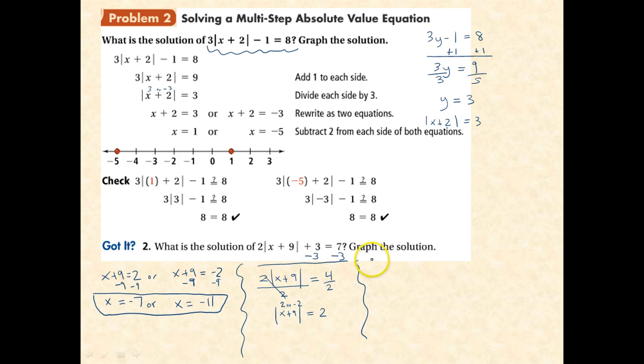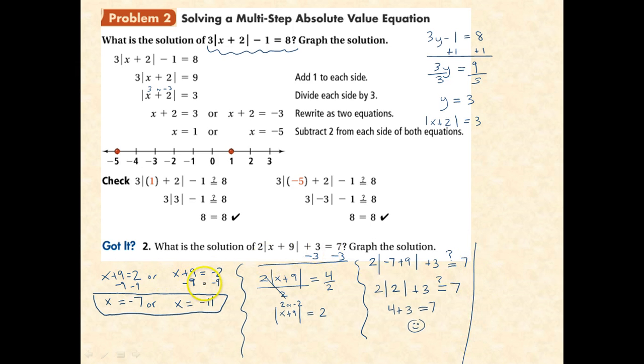Okay, so 2 times the absolute value of negative 7 plus 9 plus 3, does that equal 7? So this is 2 times the absolute value of negative 7 plus 9 is 2, plus 3. Does that equal 7? Absolute value of 2 is 2. 2 times 2 is 4. And 4 plus 3 definitely equals 7.